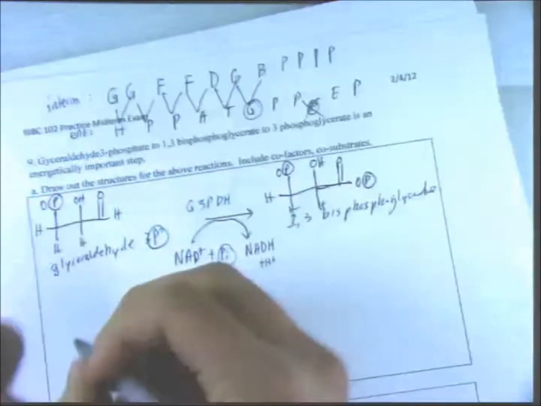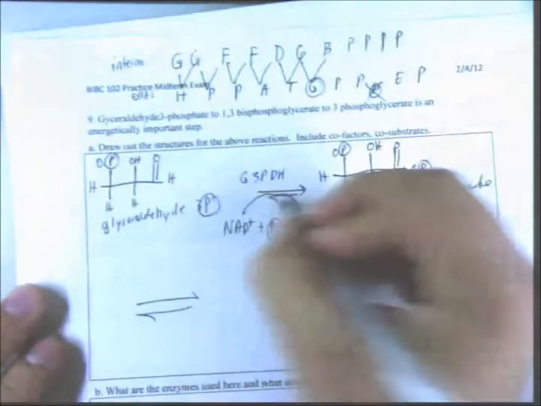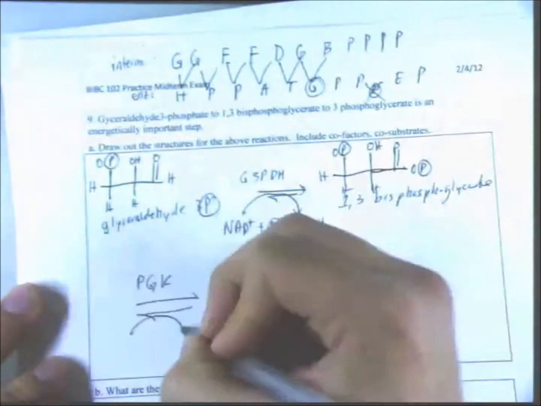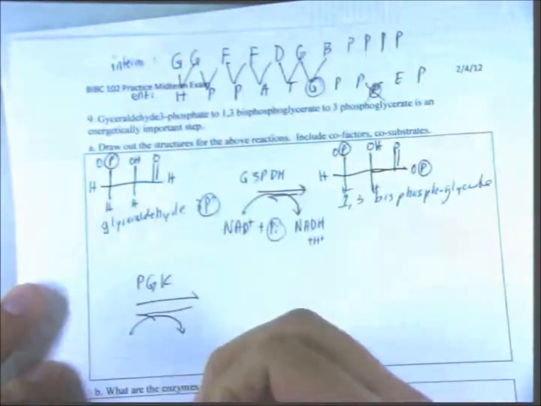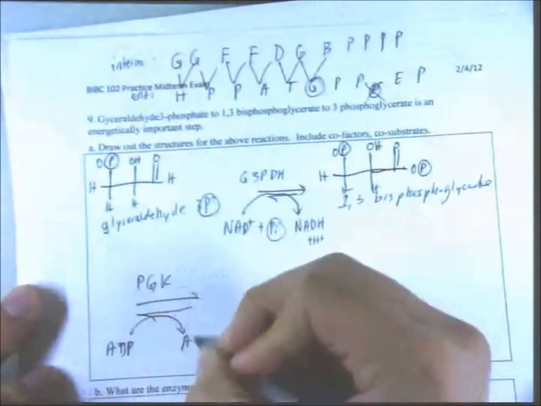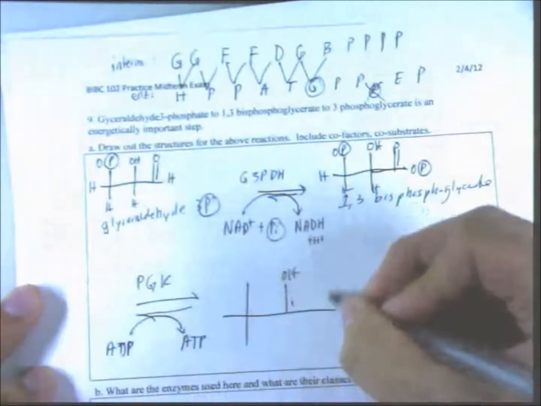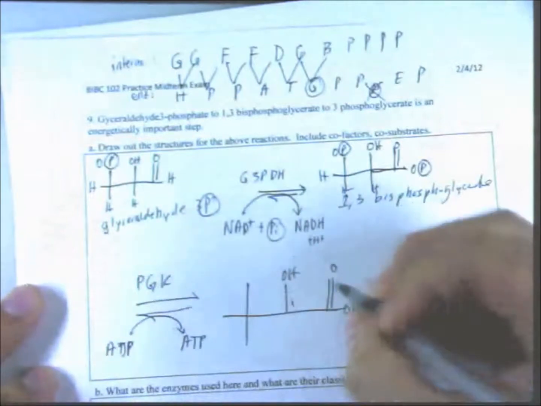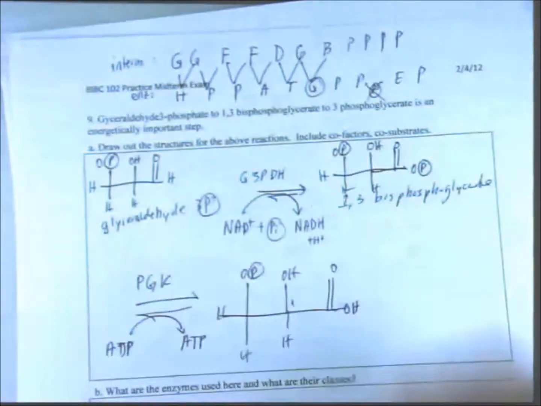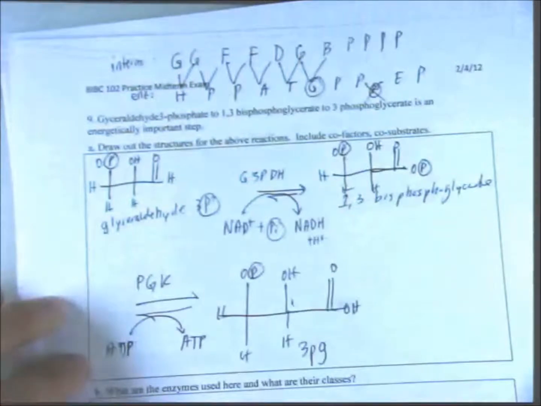And then, what's the next? It's going to be PG kinase, right? What's the substrate used here? ADP to ATP. And then we have OH, OP, H, H, H. That's 3-phosphoglycerate. Okay, so we drew them all out.